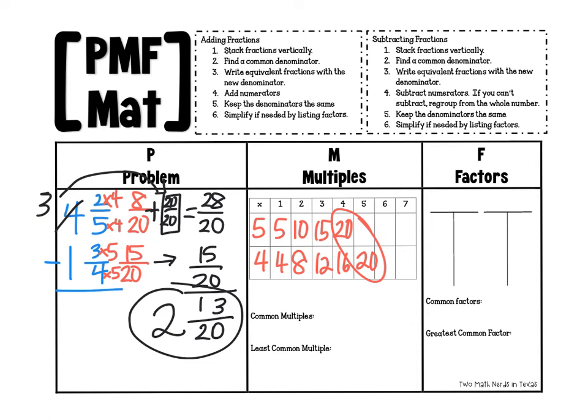Now, I can check and see if I need to simplify 13 twentieths. I can come to my factors column, and I can list my factors of 13 and 20. So 13 would be 1 times 13, and that's all that goes into 13. For 20, I could do 1 times 20, 2 times 10, 3 doesn't go into 20, 4 goes into 20, 4 times 5, and that's all. So when my only common factor is a 1, that tells me that this fraction is already simplified. So 2 and 13 twentieths is my final answer.